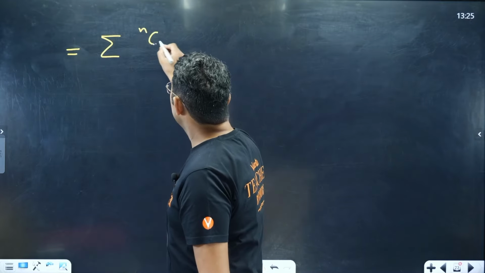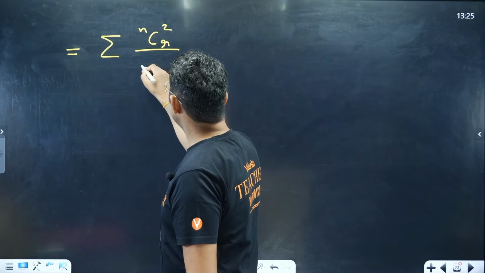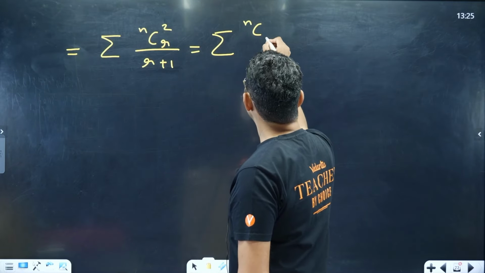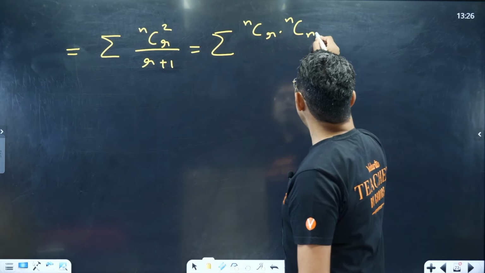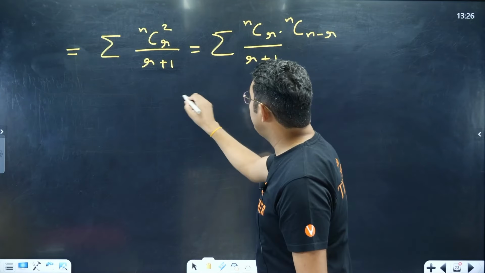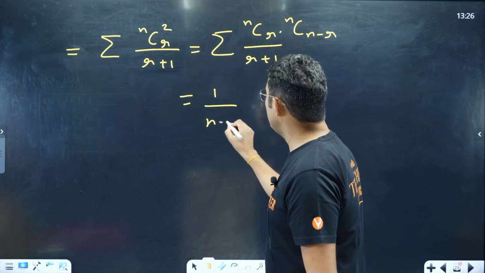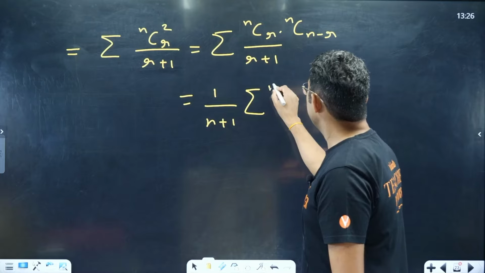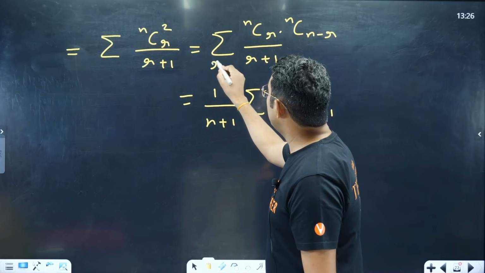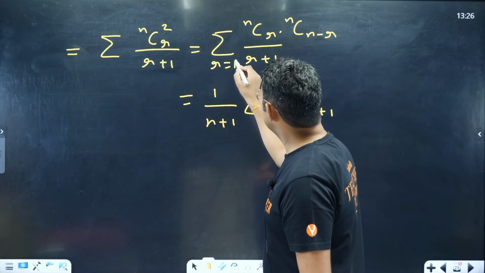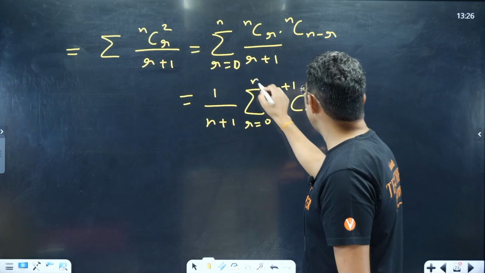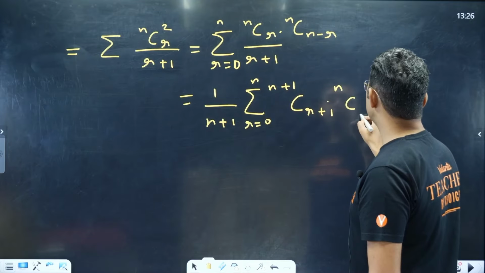So nCr squared upon r plus 1. I can write this as nCr into nC(n minus r) upon r plus 1, and this I will be writing as 1 upon n plus 1 outside, and summation n plus 1 C r plus 1. Here r is starting with 0 going till n, and this I will be writing nCr.